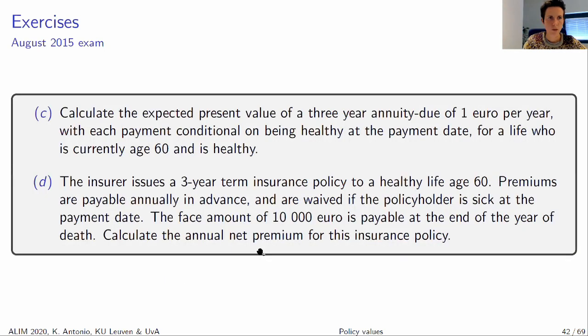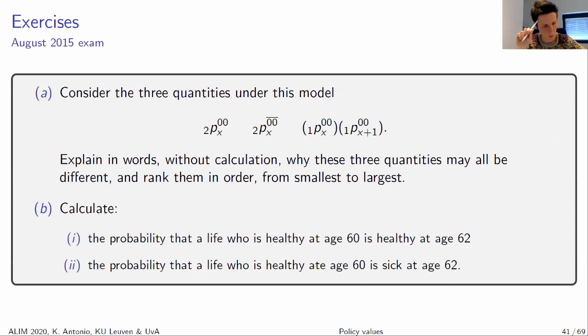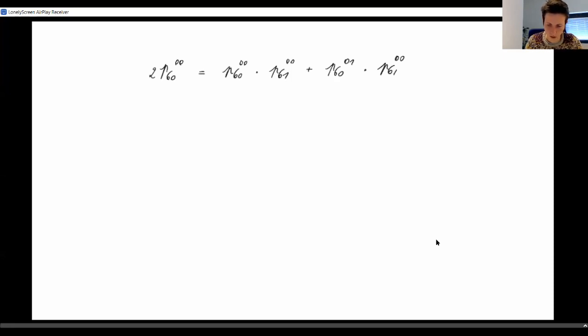Let's go back to the questions then. If I look at question B, what is now the probability that a life who is healthy at age 60 is healthy at age 62? And the probability that a life who is healthy at age 60 is sick at age 62? Small typo here. So I'm asked to calculate the following probability. And I have these one-year probabilities available, so I can do it like this. There are only two scenarios possible, and that's the scenario where I'm in state zero at age 61.